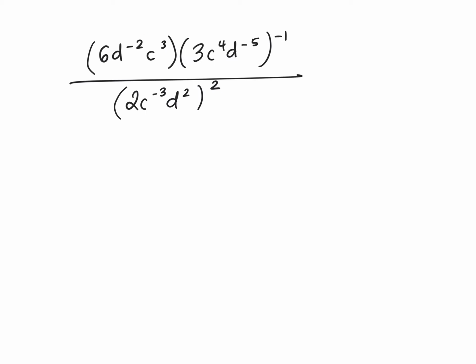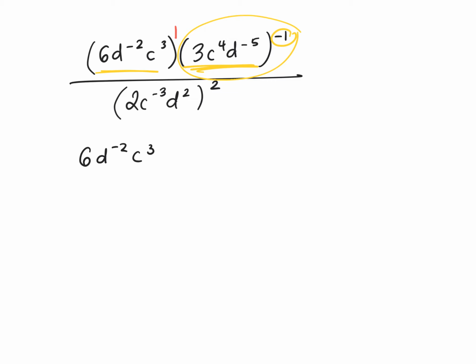So what we're doing here is we are multiplying 6d to the power of negative 2, c to the power of 3 times this, but this is a power of a power. It's all of this to the power of negative 1. The reason we're not doing anything with the first bracket is because this is technically to the power of 1. Okay. So we can actually remove the bracket. We can write it as 6d to the power of negative 2, c to the power of 3.